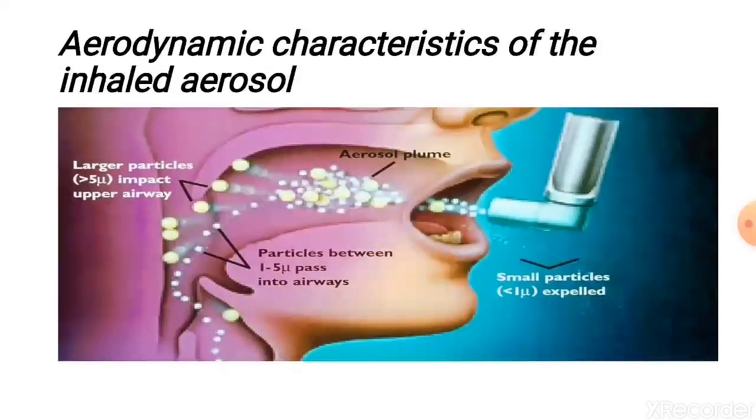Aerodynamic character of inhaled aerosol. The idea is that the aerosol release can be divided into three parts: less than 1 micrometer, between 1 and 5 micrometer, and higher than 5 micrometer. Higher than 5 micrometer is deposited in the mouth, causing side effects. Between 1 and 5 micrometer is inhaled and deposited in the lung. Lighter than 1 micrometer is released by the exhalation of the patient. So the aerodynamic character of the inhaled aerosol is actually very critical.